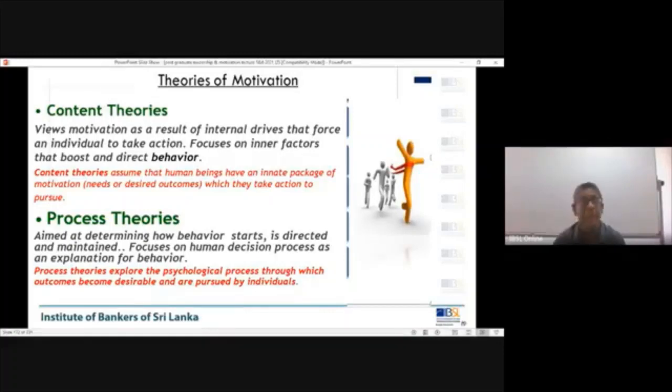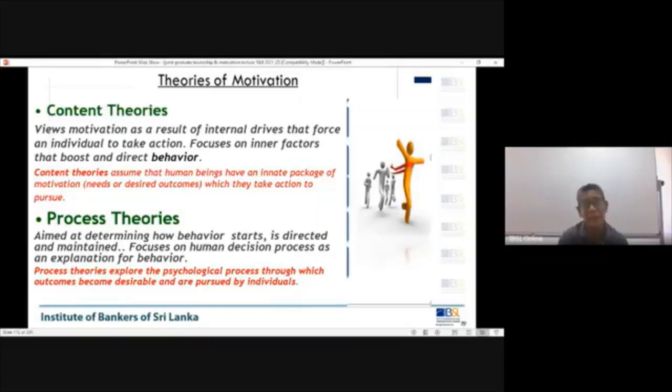So the second type of theories is what we call process theories. Under process theories, the theories try to understand the "why" type of questions: why people are motivated, why employees are motivated. So it's more of a cognitive thing. Content is more of a physical thing, right?